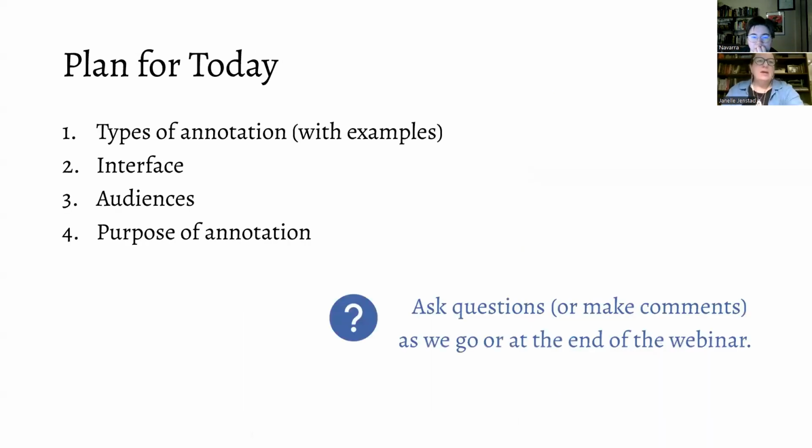Our plan for today is that we're going to talk about the types of annotation that LEMDO allows and encourages, with examples from editions that are published and in preparation. Then I'm going to show you what those annotations look like in the digital and print interfaces. We'll talk a bit about the audiences that we can imagine writing our annotations for. And finally, we'll talk about the purpose of annotation.